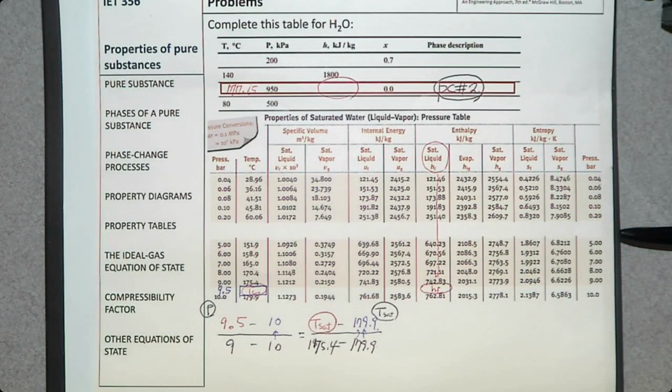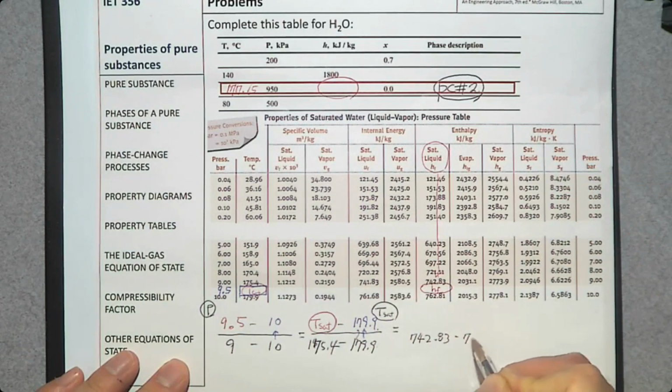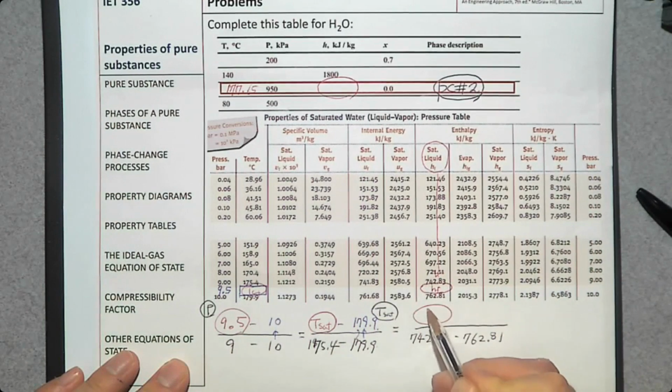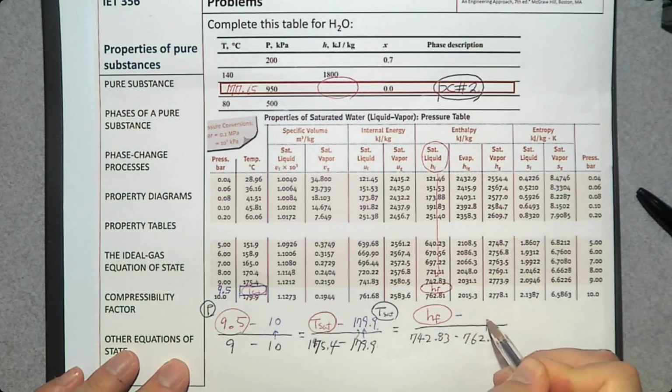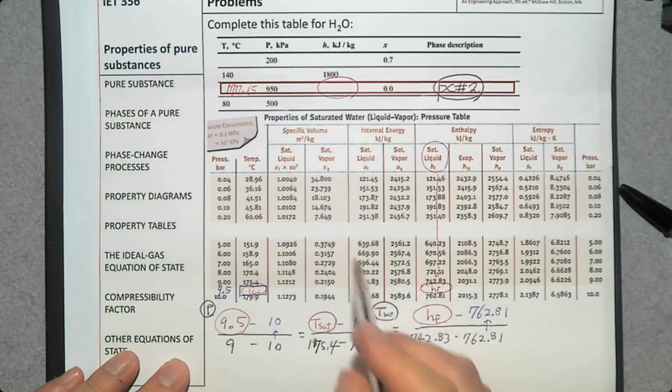Again, another linear interpolation between 742 and 762. Between 742.83 and 762.81, and the top left corner, 9.5, here is the unknown hf, minus this one got promoted, 762.81. So if you solve this equation, you get hf. It's going to be 752.82.